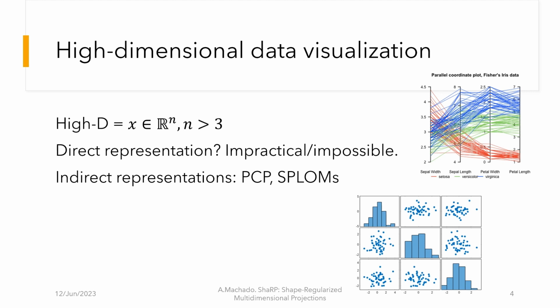We can also resort to indirect representations. Here, for example, I'm showing a parallel coordinates plot, and underneath, a scatterplot matrix. These are fine, but they're also limited. A scatterplot matrix only shows you pairwise relationships in the data variables. A parallel coordinates plot can only handle so many dimensions and so many data points before things start getting cluttered. Projections are therefore an alternative for all that.